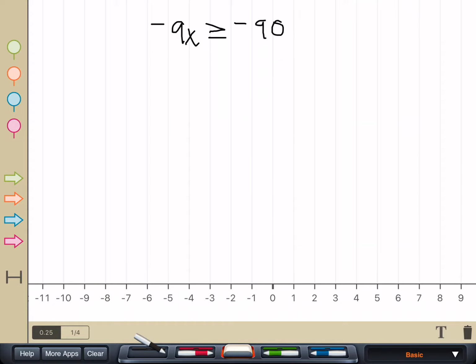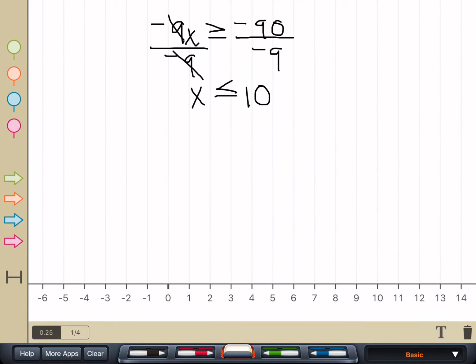So I need to do the opposite operation. And what's the opposite operation of multiplication? Division. So I'm going to divide by negative 9. Now, I also need to divide by negative 9 here. So negative 9x divided by negative 9 is x. Negative 90 divided by negative 9 is positive 10. However, when you divide or multiply an inequality by a negative, you have to flip the sign to its reverse. And the reasons why you might do this are a bit confusing, but first let's just graph this and then we'll get into the reason why.